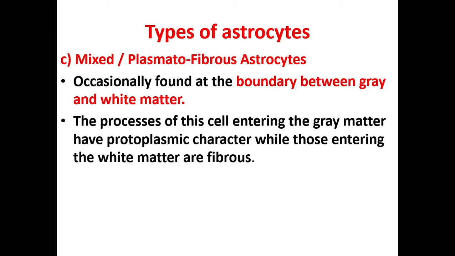We have the third type of astrocytes, the mixed or the plasmato-fibrous astrocytes, a mixture of protoplasmic and fibrous astrocytes. This type of astrocyte is occasionally found at the boundary between gray and white matter. The protoplasmic astrocyte processes entering into the gray matter have the protoplasmic character, while those entering the white matter are fibrous in character. That's why they are referred to as mixed astrocytes.